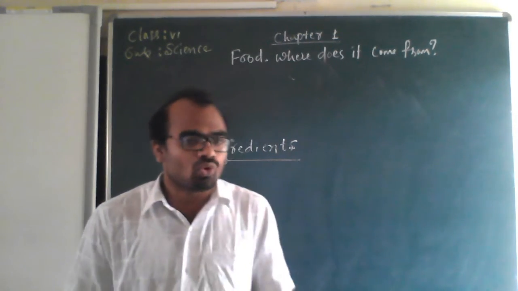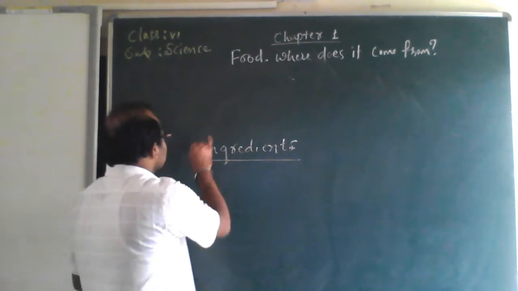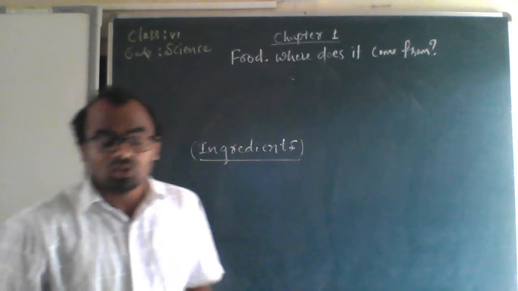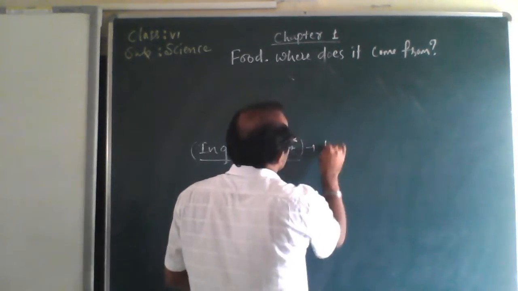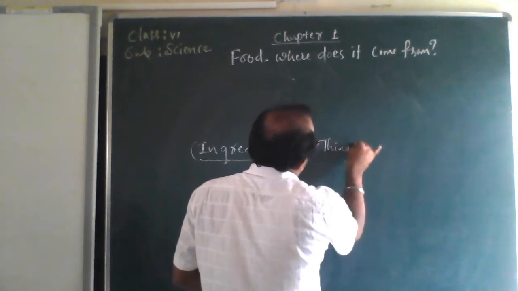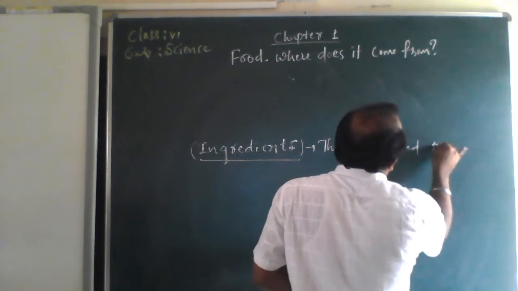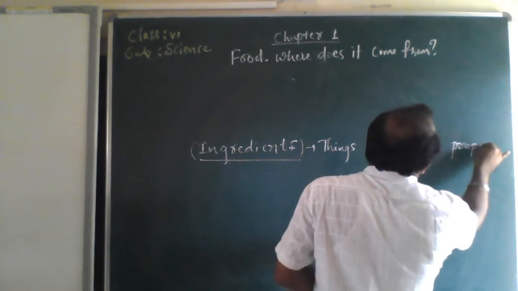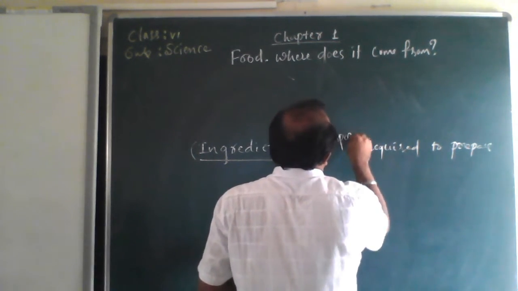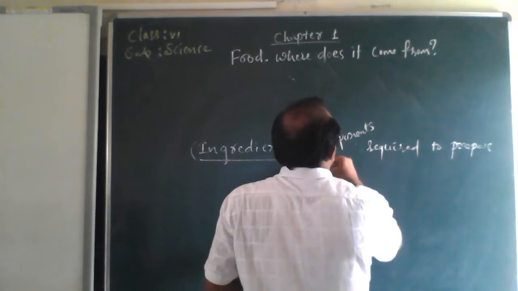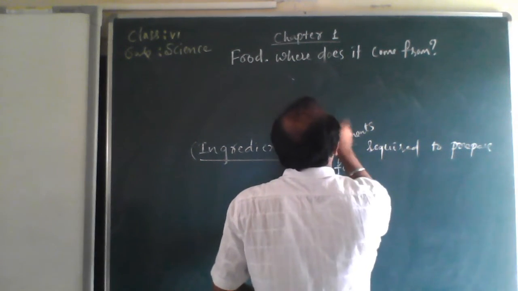The food, whatever we are preparing, for that we need some materials. Okay, we need some things, isn't it? So those things are called as ingredients. Things required to prepare food. Things or the food materials required to prepare food. Or we can say food components. Components required to prepare food. Or say food components or food materials.